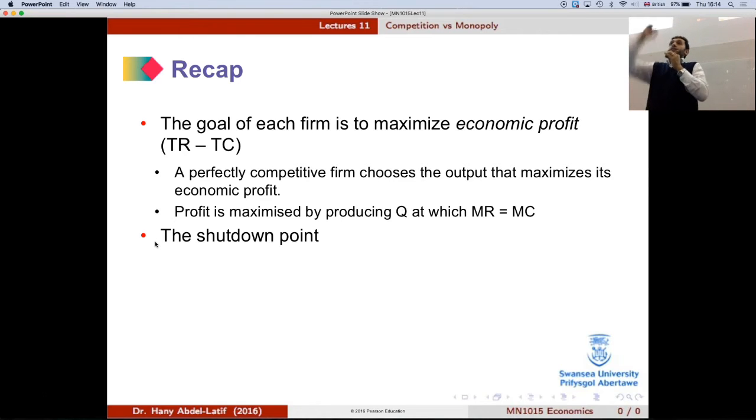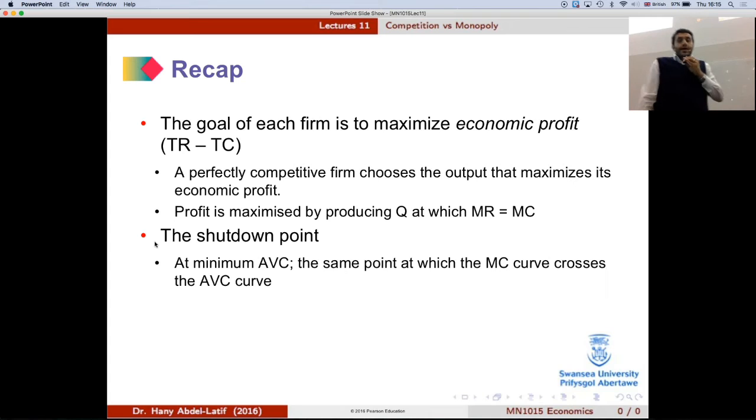So that means at the shutdown point, if the price touches the minimum point on the average variable cost, the firm is making an economic loss, and this loss is equal to the fixed cost. They cover the variable cost, but they can't cover the fixed cost. At that point, we know from before that the marginal cost curve cuts the average variable cost when the average variable cost is at its minimum point.